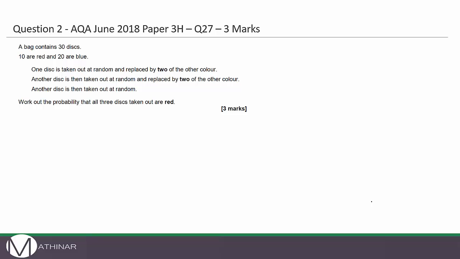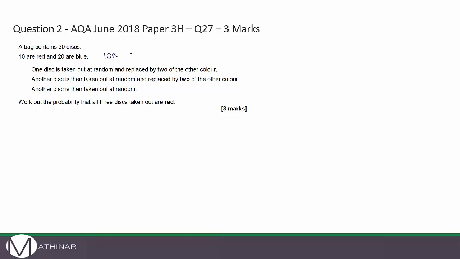Let's have a look at question number 2. This has been taken from the AQA June 2018, paper 3 higher. It's question number 27 on that paper and it's worth 3 marks. A bag contains 30 discs. 10 are red, 20 are blue.